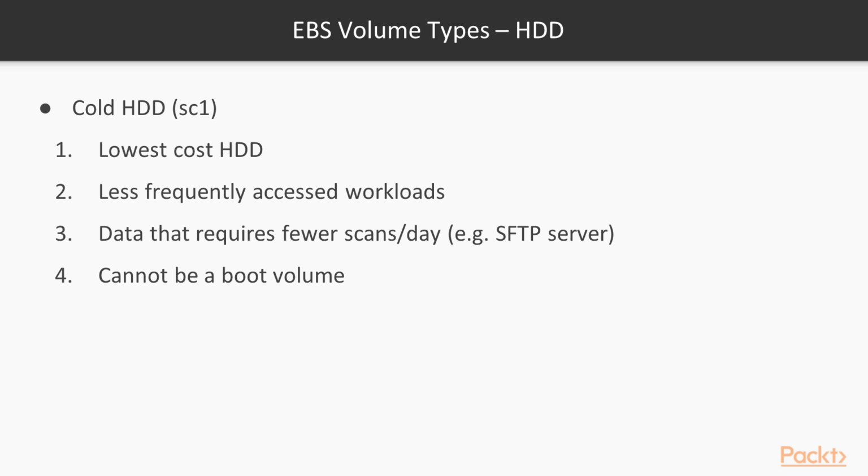Then we have Cold HDD, or SC1, which is the lowest cost HDD. It's for less frequently accessed workloads and for data that requires fewer scans per day, for example, something like an SFTP server, and this one cannot be a boot volume either.